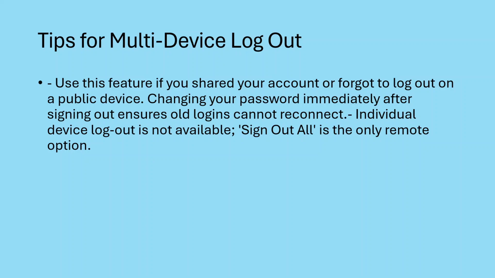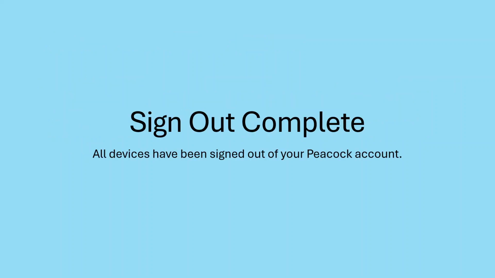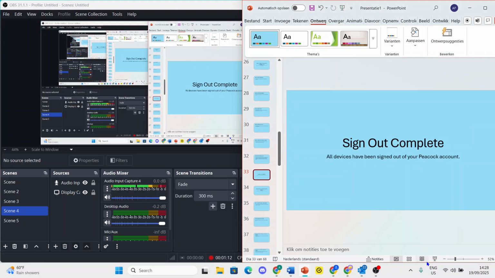Individual device logout is not available. You can only use Sign Out All as the only remote option. And that's how you sign out of all your Peacock accounts at once.